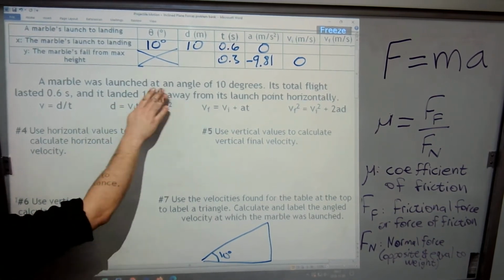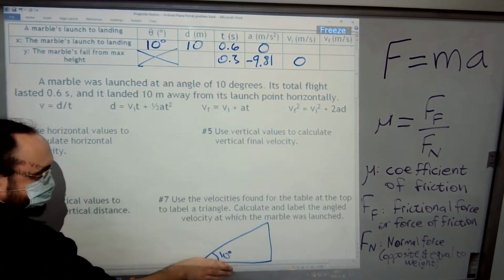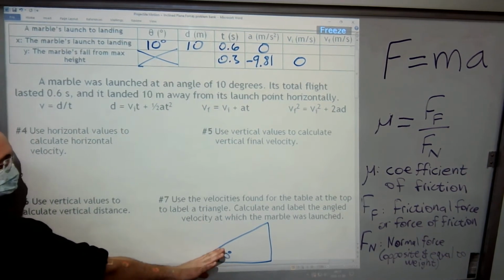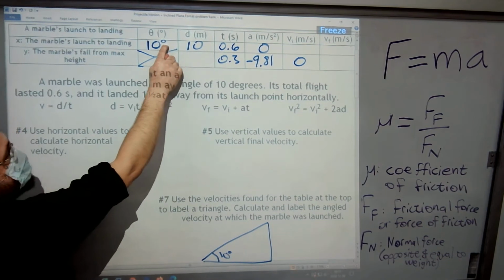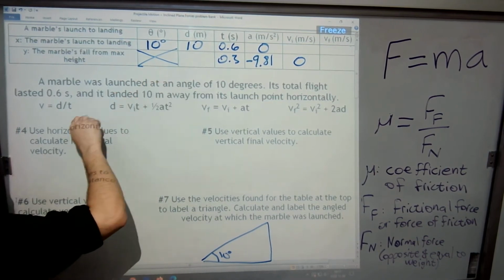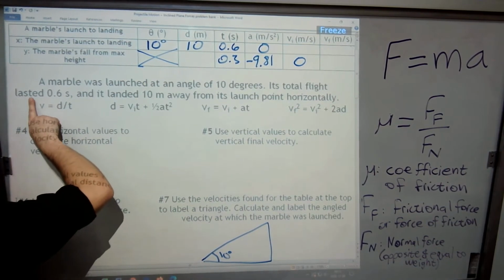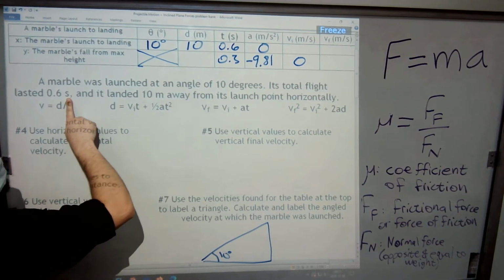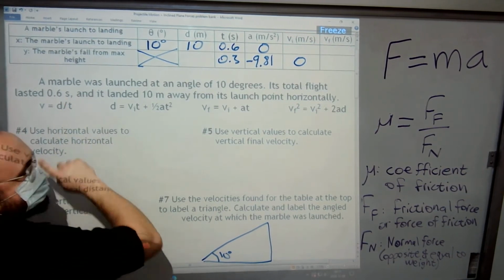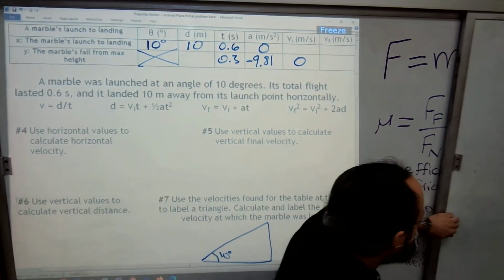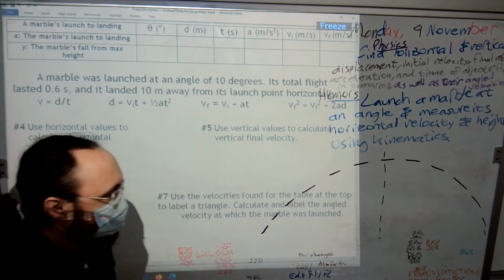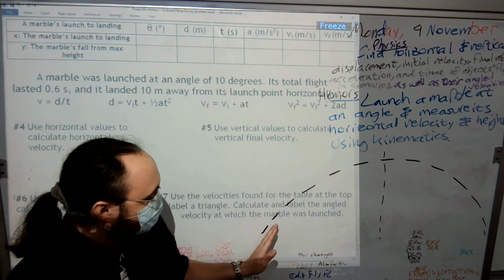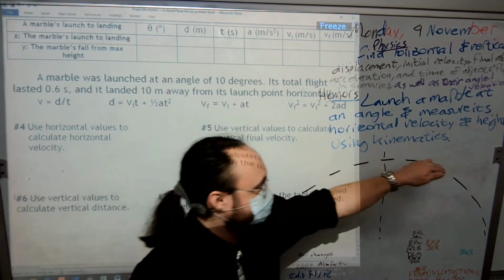So this thing told us it was launched at an angle of 10 degrees, which is 10 degrees up from the horizontal side. So we put it in the horizontal angle box. We're not going to fill out this box. It says its total flight lasted 0.6 seconds. You can see that. So its total flight is from when it was launched to when it landed.